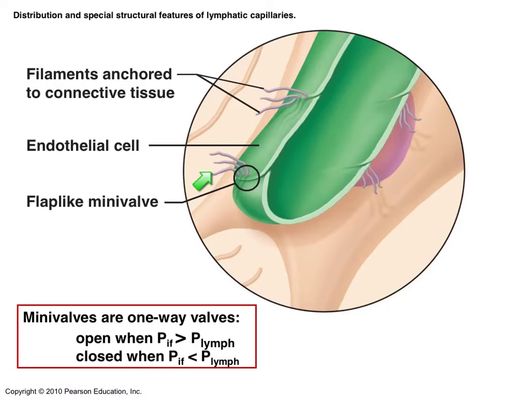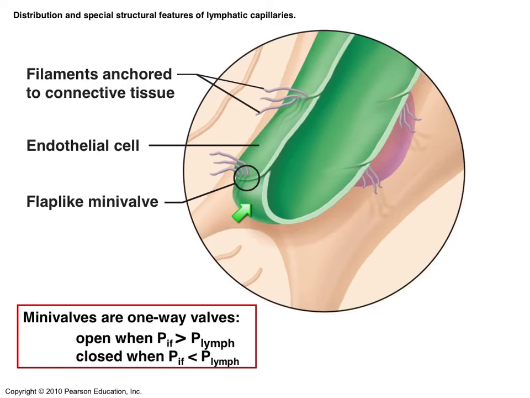The lymphatic endothelial cells are anchored to the surrounding tissue by collagen filaments. These collagen filaments hold the walls of the capillary apart so that it doesn't collapse when interstitial fluid pressure rises. Instead, you just get opening of the mini-valves, making the lymphatic capillaries extremely permeable.